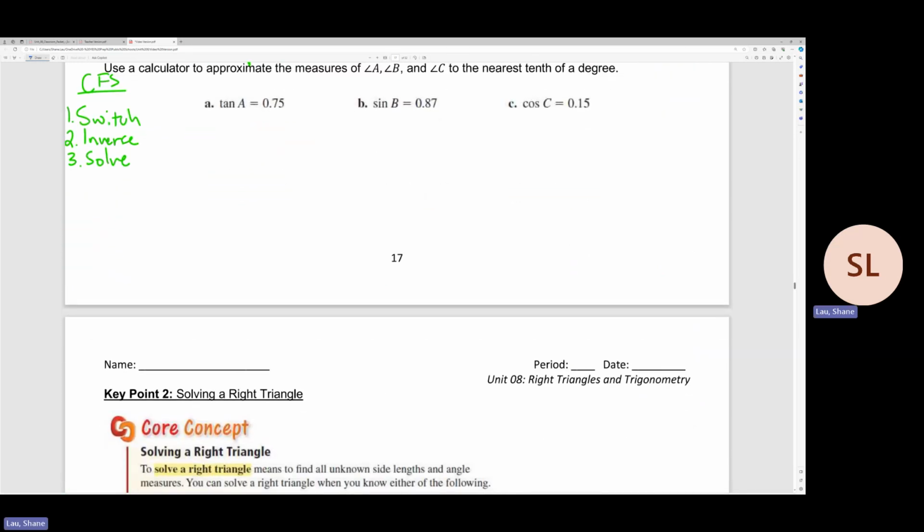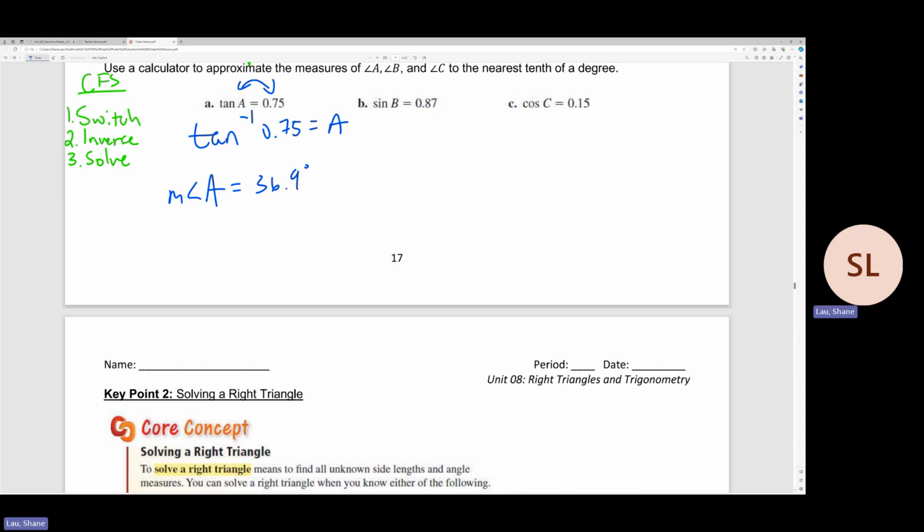So if I look at this problem here, tangent A equals 0.75. It's not degrees, it's just 0.75. I'm going to switch them. But remember, I've got to inverse it. So tangent inverse, or inverse tangent, however you want to say it, of 0.75 equals A. And I actually get a value that the measurement of angle A equals 36.9 degrees. And that's all we've got to do.